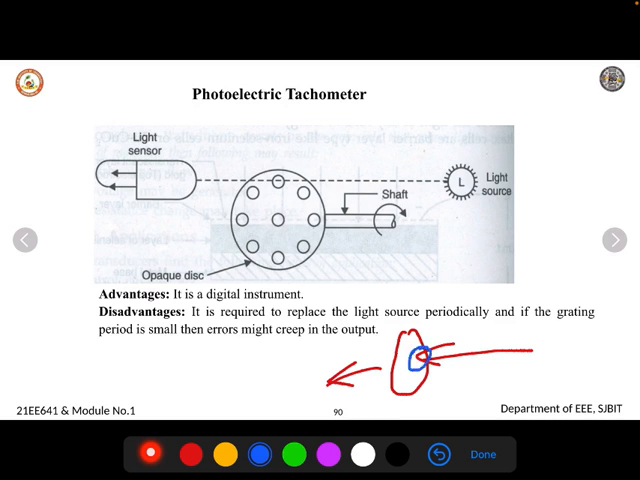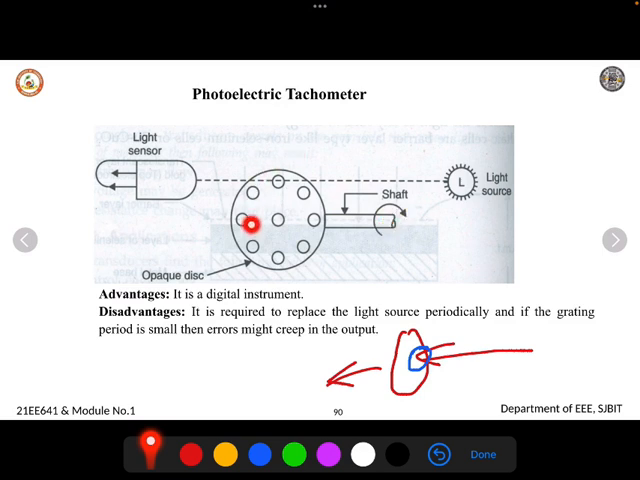The same thing is happening here. I am using a light source here. Whenever the light source is on, the light rays fall on the disc. Whenever a hole comes in line with the light source, the light will pass and fall on the light sensor. Whenever the light falls on the light sensor, it produces a pulse. That pulse will be equivalent to the number of rotations.